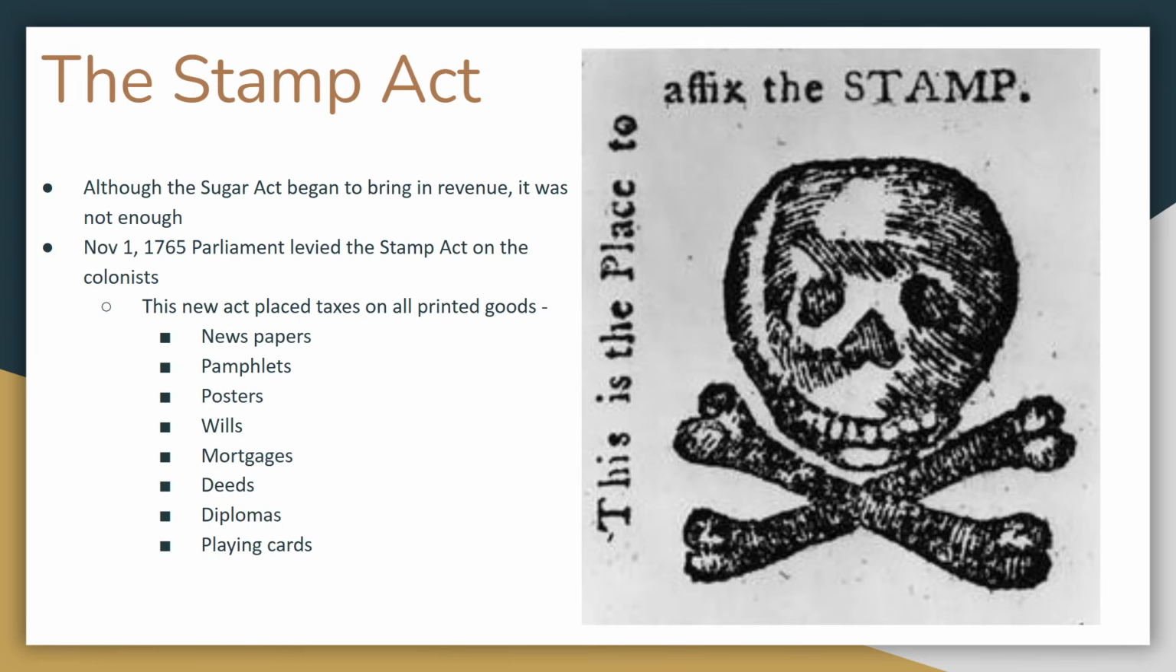Now, the Stamp Act is what comes next. The Sugar Act is doing well for the recourse for the war, but it's not enough, okay? So, in November 1765, we get the Stamp Act. Essentially, anything that is a stationary item, stationary with an E, is now taxed. So you can see the list here. Everything from mortgage deeds to playing cards, everything.